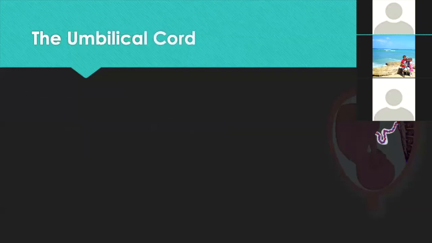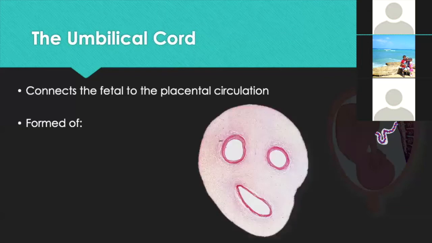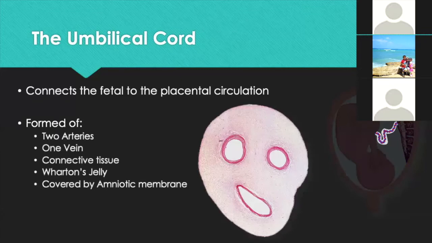Okay. I love this bit, the umbilical cord. You have to talk about everything, no? So the umbilical cord is what connects the baby to the placenta, yes? It's formed of 2 arteries, 1 vein, connective tissue around both, Wharton's jelly, and amniotic membrane from the outside. Now, what I love about the cord is the architecture, how the cord is actually designed.